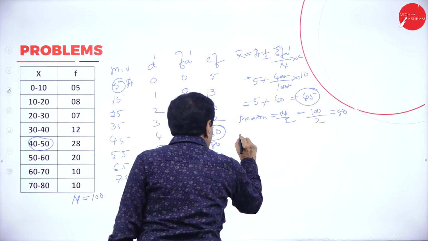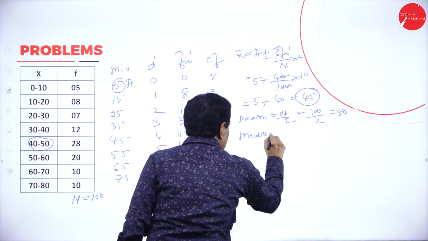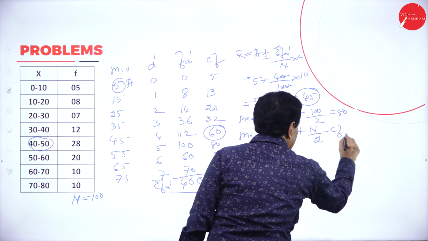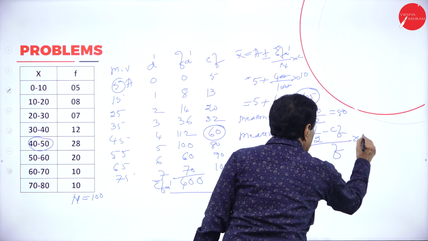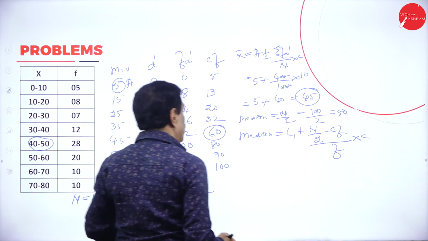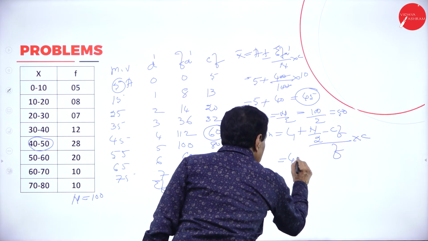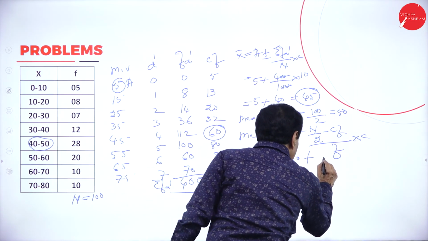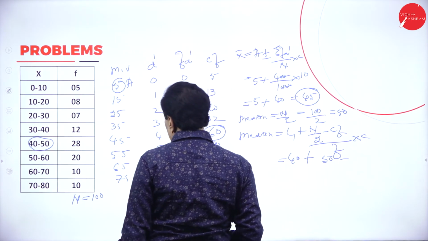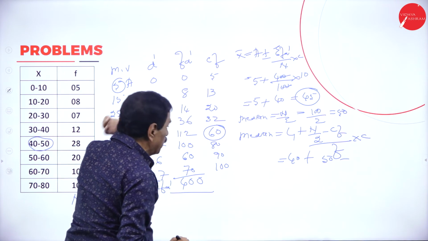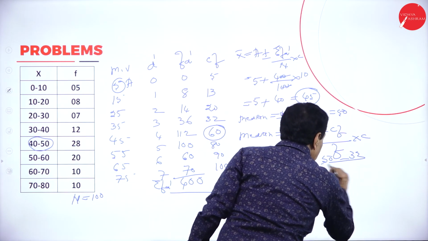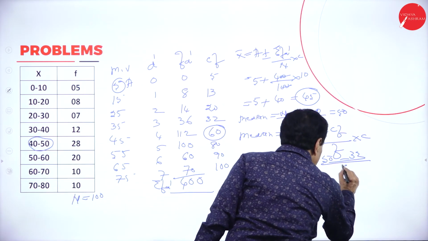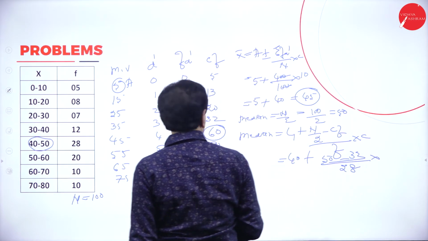So apply the formula. Median is equal to L1 plus n by 2 minus CF over f into C. Which range have you selected? 40 to 50. 40 plus, what is your n by 2? 100 divided by 2 is 50. Behind number, where the 50 will come, the number is 32. Divided by the corresponding frequency, which is 28. Into class interval is 10.